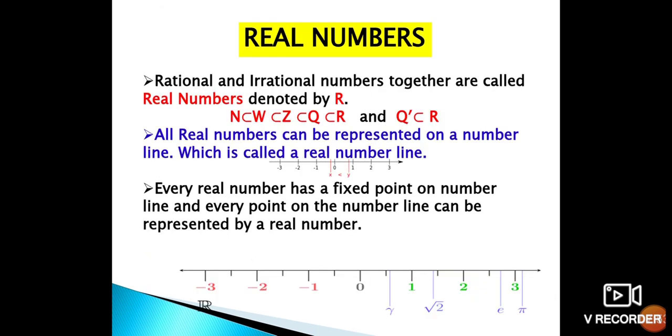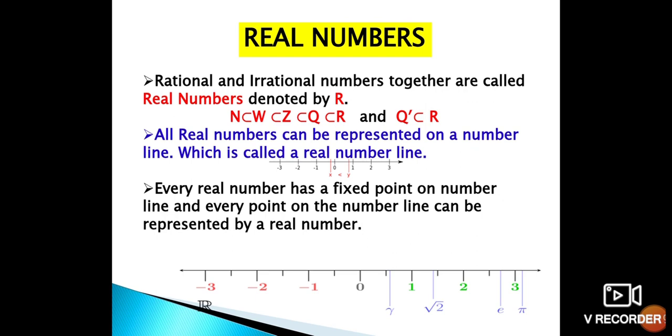Now all these rational and irrational numbers together are called real numbers, which is denoted by R. Here N is a subset of W, W is a subset of Z, Z is a subset of Q, and Q is a subset of R. So all these are subsets of real numbers. And we know Q dash, that is the irrational numbers, is also a subset of R. That's why all together these are called real numbers.